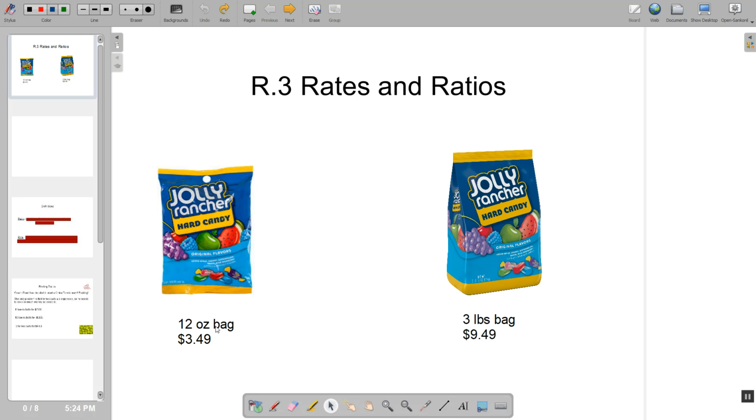So here I had a 12-ounce bag, pretty small, and it was $3.49. Here on the side, I had a 3-pound bag that was $9.49. And the problem I knew is that I was not getting the same bang for my buck both ways. But I couldn't figure out a strategy to understand which of these would be the better buy. And that right there is learning rates and ratios, which is the skill we're going to cover today. So you're in luck. We are going to answer this question at the end of this video.